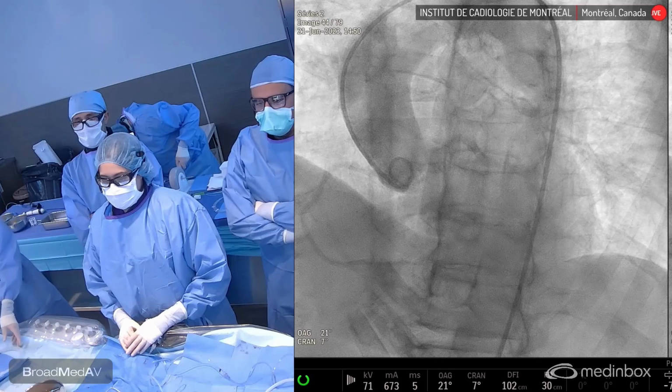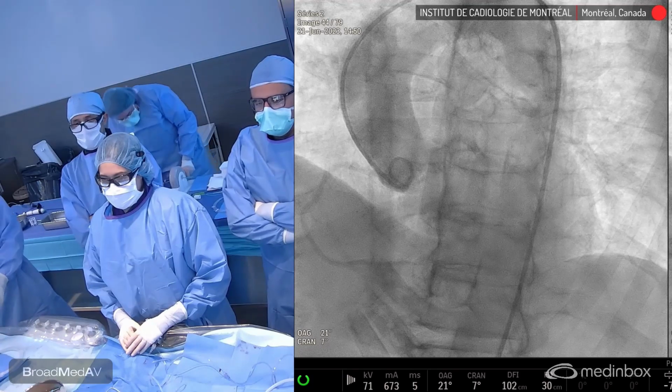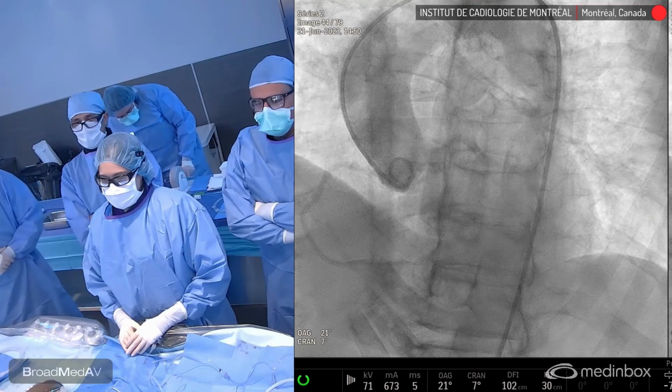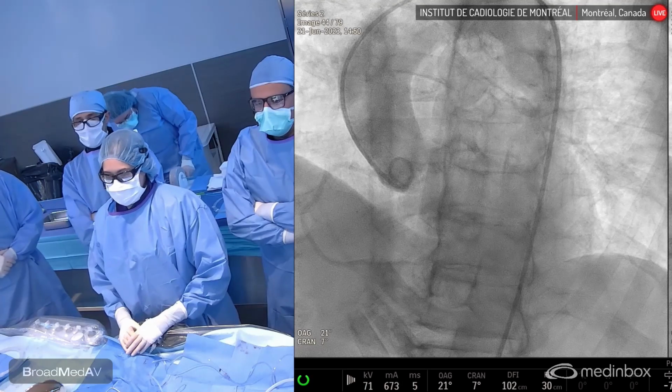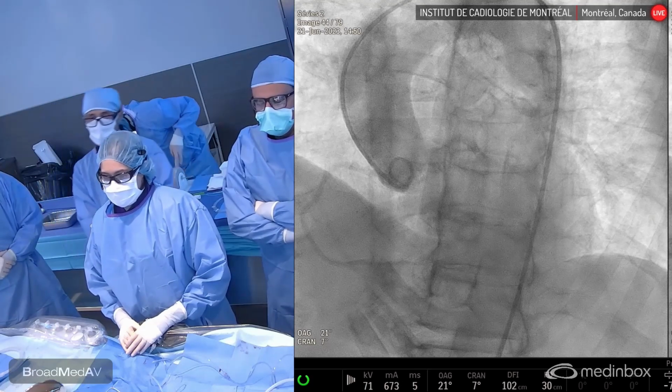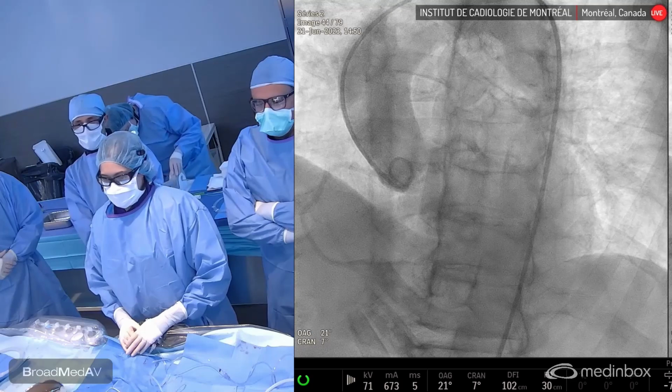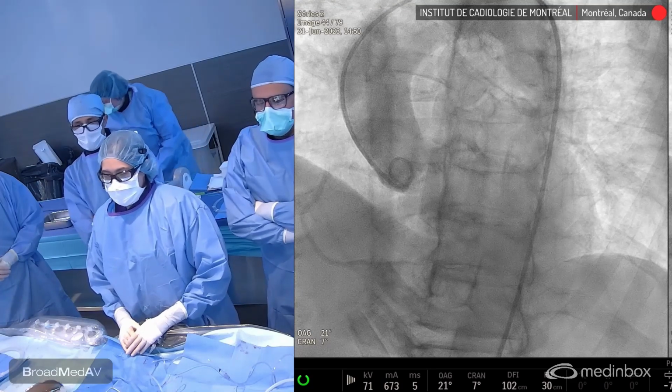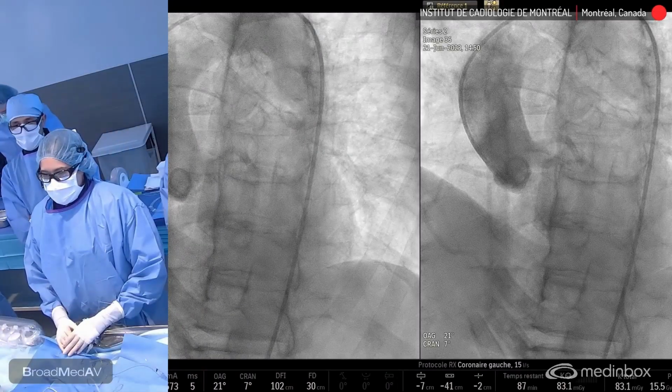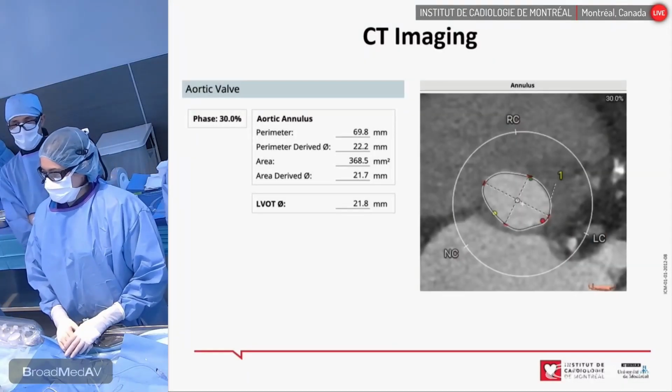Next image. You can see sort of prox to mid lesion of the LAD, not much in terms of a first diagonal, very small first diagonal. Okay, so if we can just go back to the slides, we'll show the rest of the angiogram afterwards.